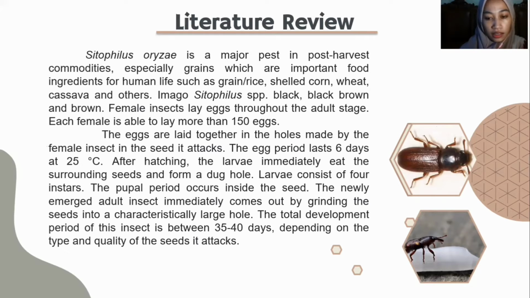The eggs are laid together in the holes made by the female insect in the seed it attacks. The egg period lasts 6 days at 25 degrees Celsius. After hatching, the larva immediately eat the surrounding space and form adult holes. Larva consists of 4 instars. The pupal period occurs inside the seed. The newly emerged adult insect immediately comes out by feeding the seeds into a characteristically large hole. The total development period of this insect is between 35 to 40 days, depending on the type and quality of the seeds it attacks. Next.